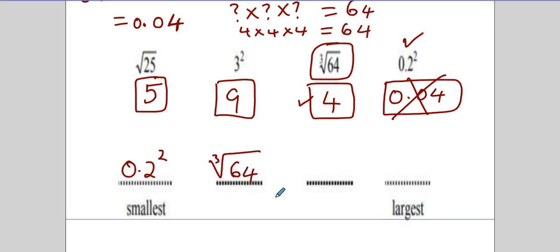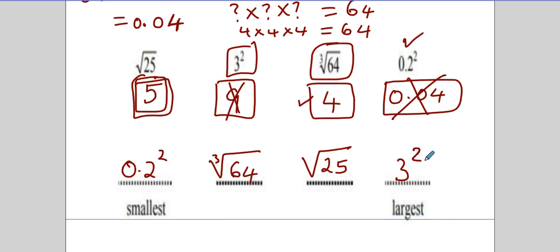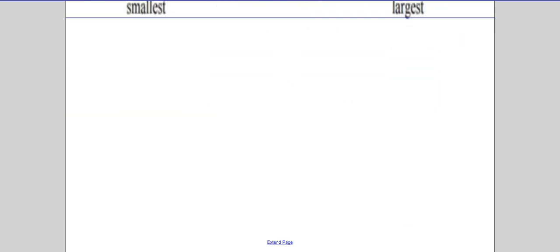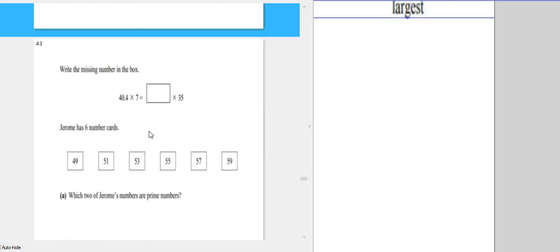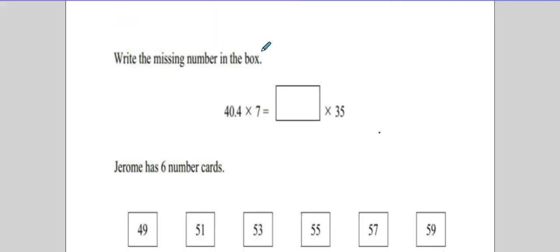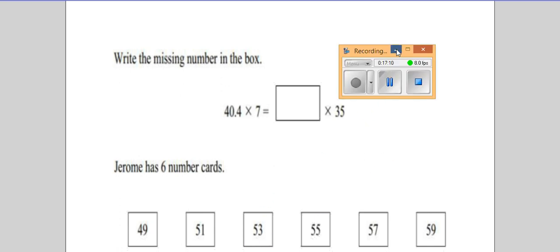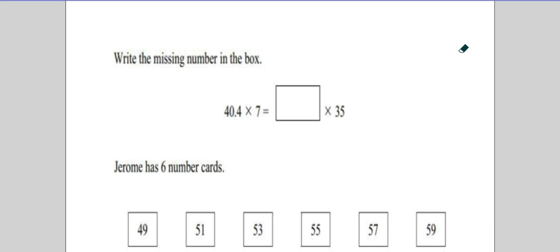See that? Then the next smallest will be this 5 here, but we don't write 5, we just write square root of 25. And the largest of all will be this 9, but we don't write this 9. What we write is 3 squared. See that? Cool, yeah? Okay, then we'll go to next question. The next question is over here. So let us see. Write the missing numbers in the box.